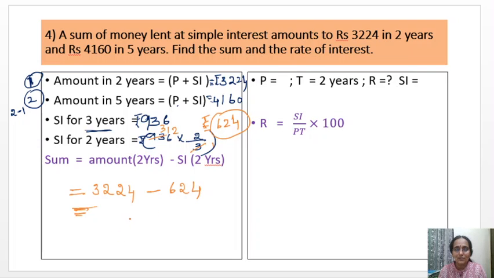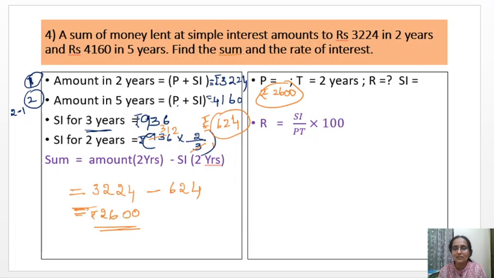So let me do the sum. 3,224 minus 624 is rupees 2,600. Now you got the principal amount. Now what you have to find out? Rupees 2,600 is your principal amount. Time is 2 years. You have to find out the rate of interest.